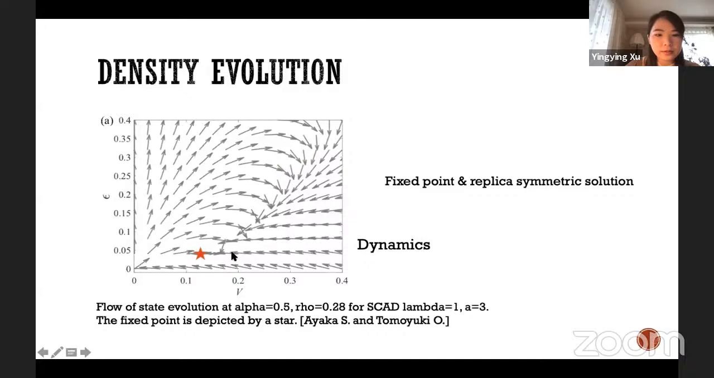And the time dynamics is often calculated by density evolution. This is a graph cited from Ayaka and Tomoyuki's paper. They did the density evolution on the SCAD problem. Two macroscopic parameters are updated at each step, and the star is the converged point, the fixed point of the message passing algorithm. This point corresponds to the replica-symmetric solution.